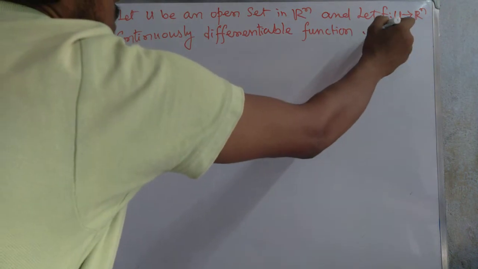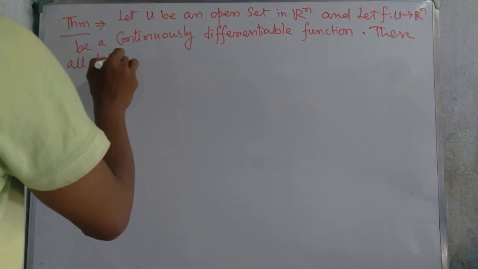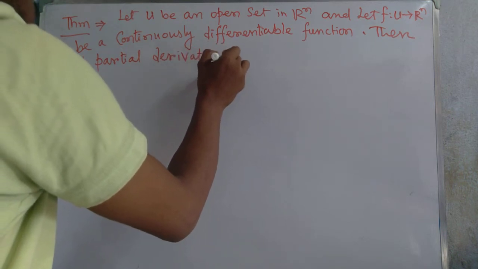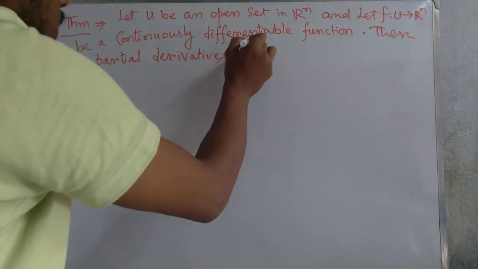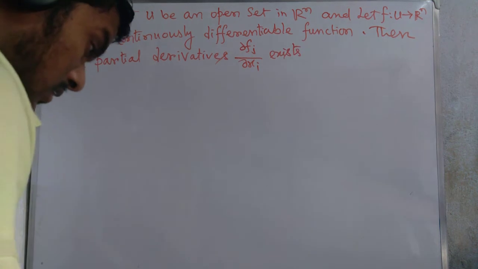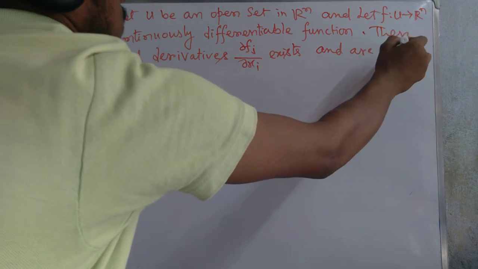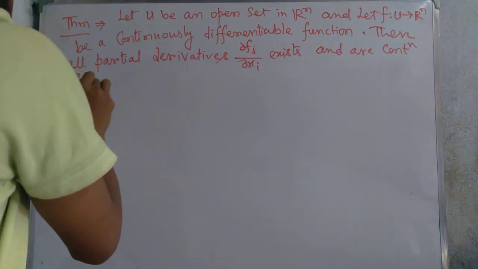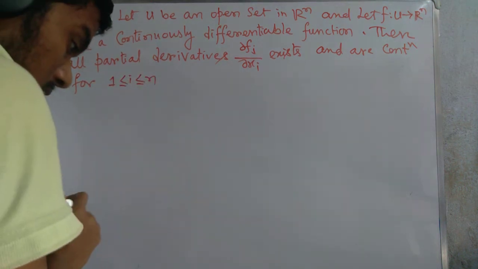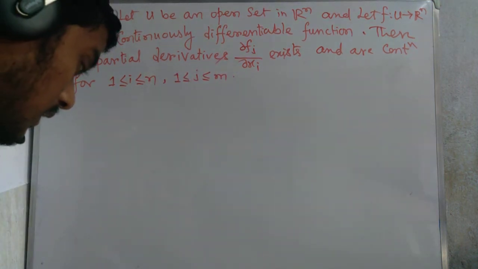And then all partial derivatives ∂fj/∂xi exist and are continuous for 1 ≤ i ≤ n and 1 ≤ j ≤ m.